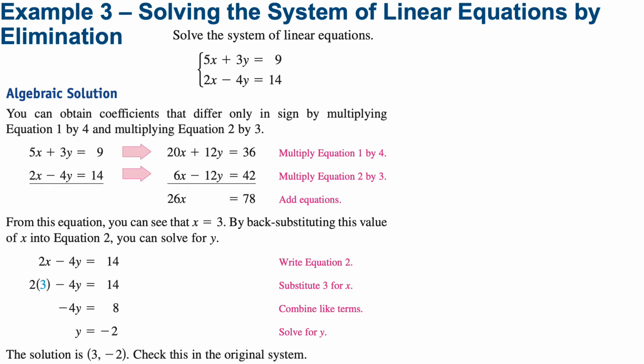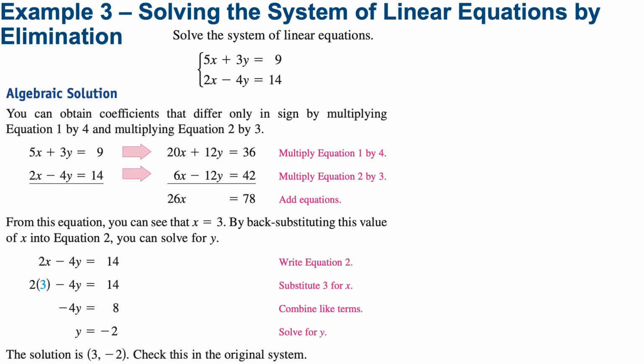So what we're going to do is, since 3y and 4y, one's positive, one's negative, I'm going to multiply the top equation by 4 to change that coefficient to 12. And then I'm going to multiply the bottom equation by 3 to change that coefficient to 12. So on the top, we have 20x plus 12y is equal to 36. And for equation 2, we get 6x minus 12y is equal to 42.